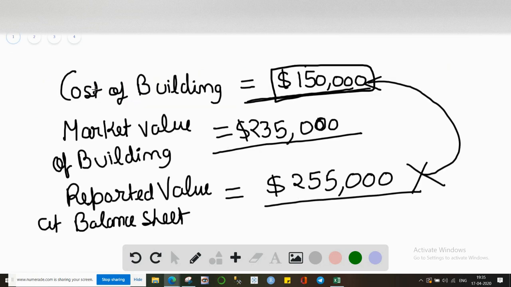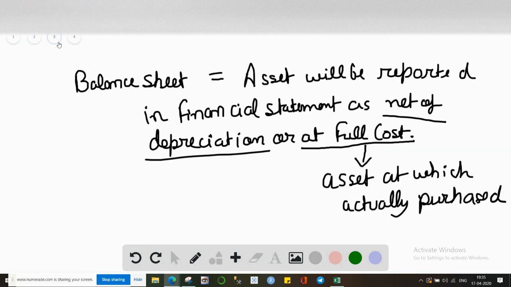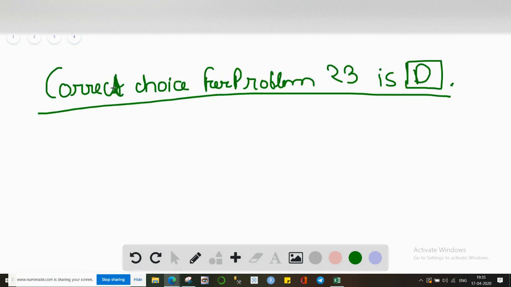However, you can summarize what we have started with, the given three values. After that, we came to know what the cost principle says, that every entity has to record its asset at the cost. And after that, the balance sheet says that the asset will be reported in financial statements as net of depreciation. Depreciation is the wear and tear of the asset on an annual basis. So, following that, we have come to know that our correct choice for problem 23 is D. That's all for the solution. Thank you.